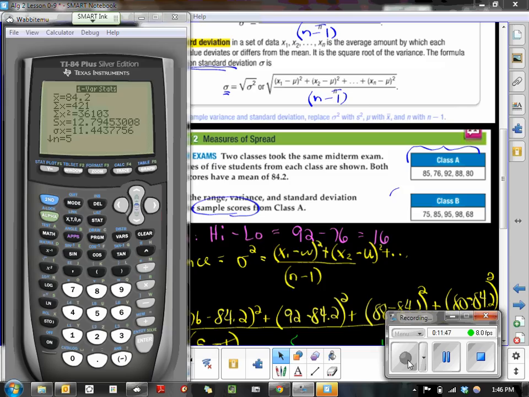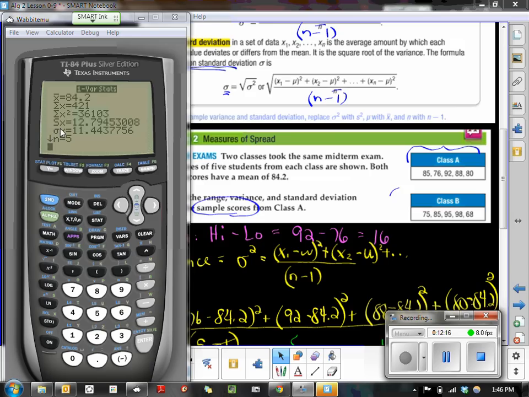I'd like to describe what you're looking at under your one variable stats. The X bar that you see right here stands for the mean of a sample. So this is your average, which we knew from the very start was 84.2. The summation of X is the sum of your scores in Class B. The summation of X squared is the sum of the squares of each score, and those we typically don't use.